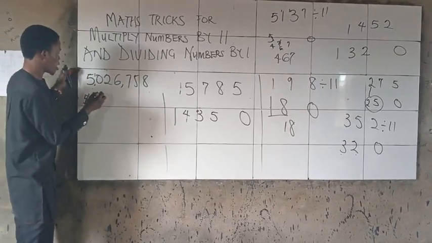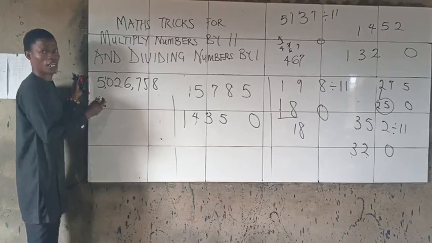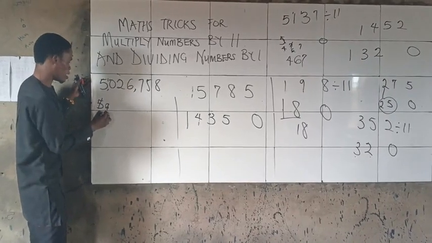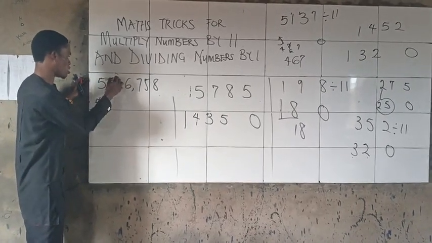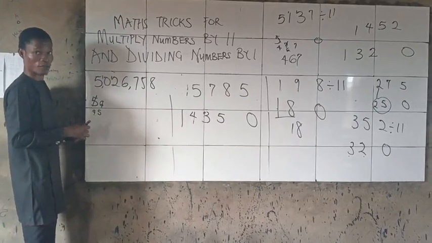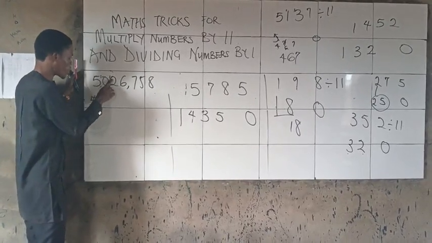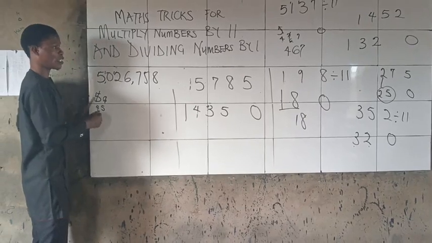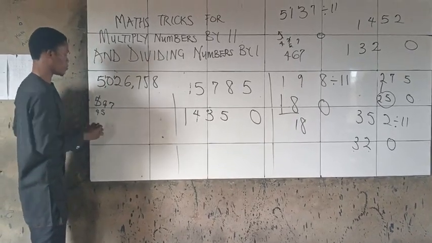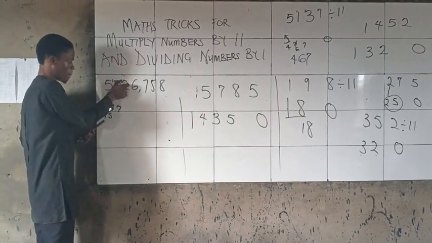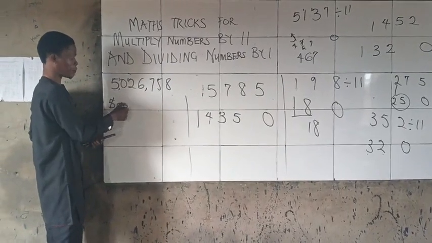Now, it's okay. 2 minus 6, again, not possible. Borrow 1 from here. This will now be 5. Drop the 1 here. That's the 12. We say 12 minus 5, that's a 7.